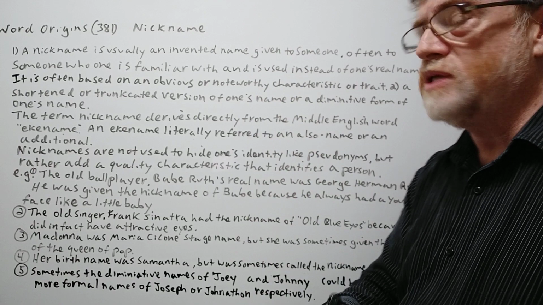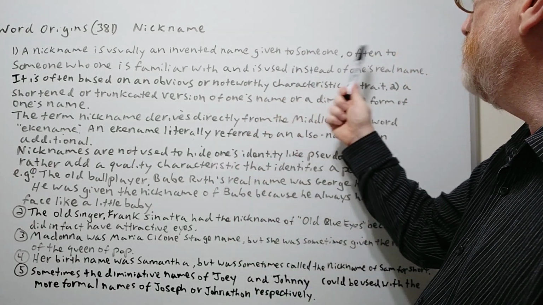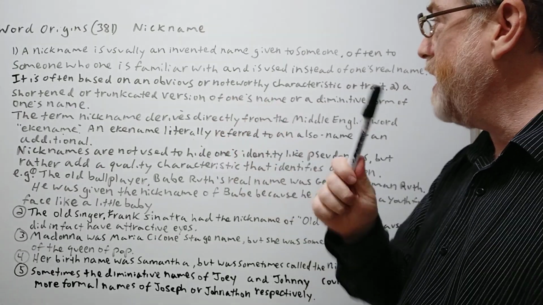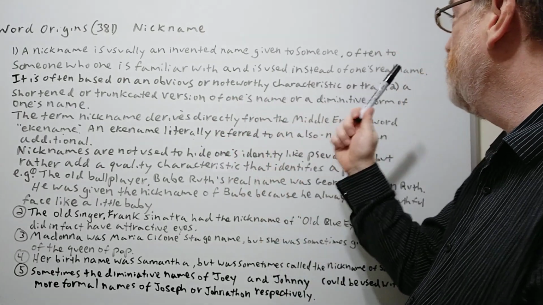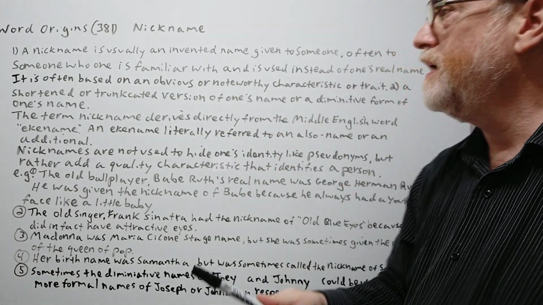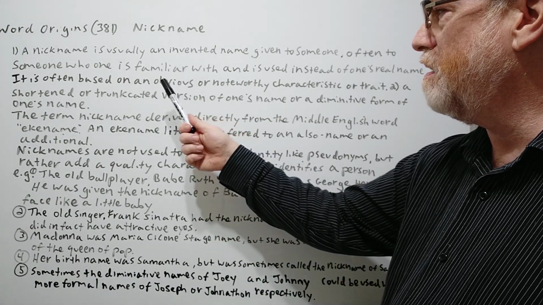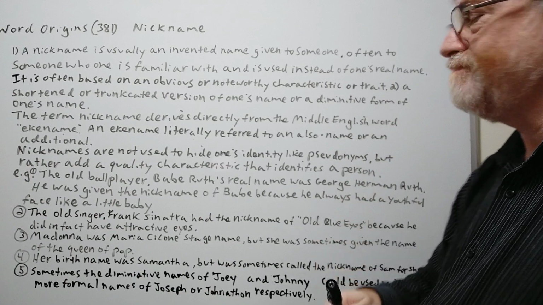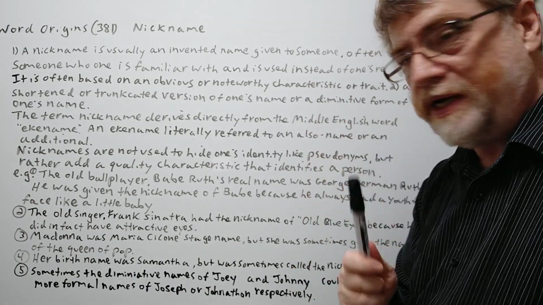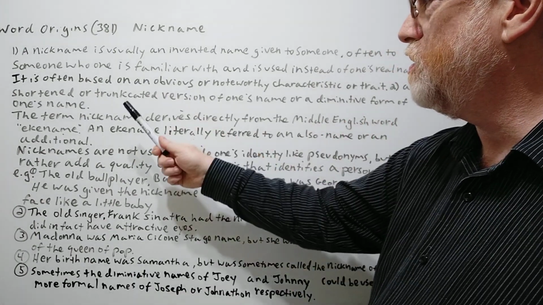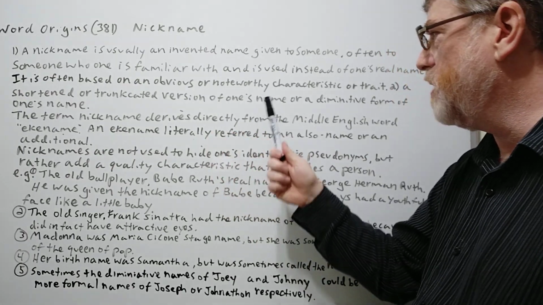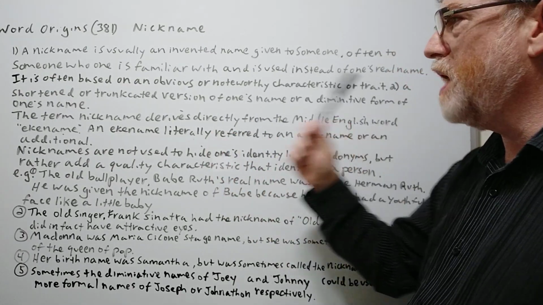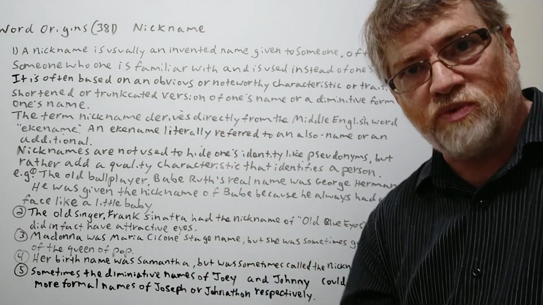A nickname is usually an invented name, given to someone, often to someone who one is familiar with, and is used instead of one's real name. It is often based on an obvious or noteworthy characteristic or trait. And we got a second meaning for nickname too. It could be a shortened or truncated version of one's name, or a diminutive form of one's name as well.